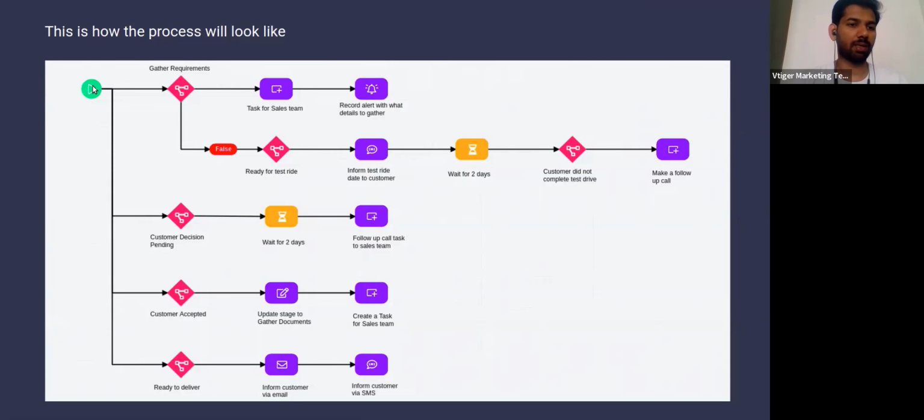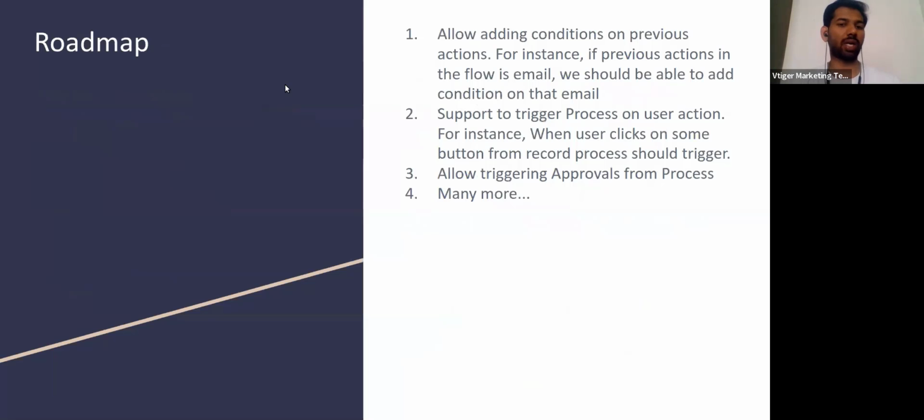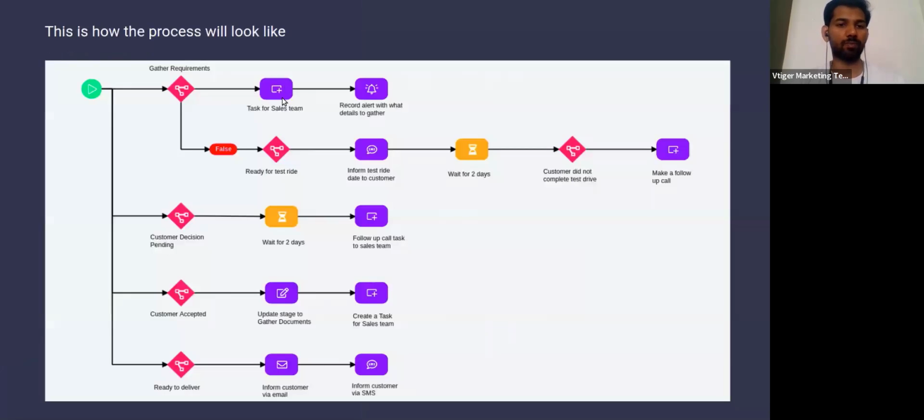Every time a deal is saved, when it is in gather requirements, add a task to the sales team saying we have to call this customer and gather these requirements, and also add one record alert. As soon as the sales agent opens the record in the summary view, we want to show something. And if it is not gather requirements, right? If it is true, it will proceed to this. If it is false, we will check whether the state is ready for test drive.